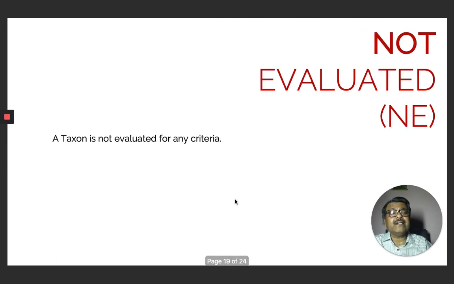Next is known as not evaluated. Here all the individuals are included that haven't been evaluated, because the information related to them is not available. So far they haven't been evaluated. So such individuals, species are kept in the not evaluated category.